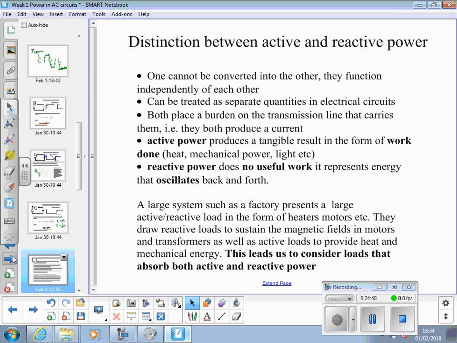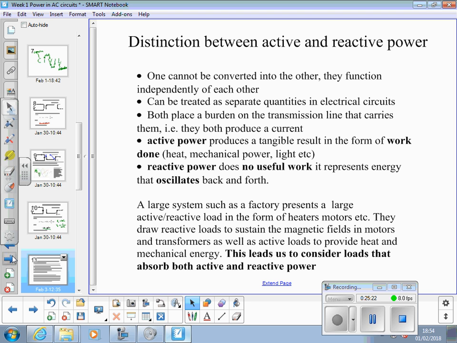They both place a burden on the transmission line that carries them, i.e. they both produce a current. So although these reactive powers, capacitive and inductive, don't do any real work for you, they still draw a current. So they are a burden on the transmission line, the generator, and the steam system that's powering the generator.